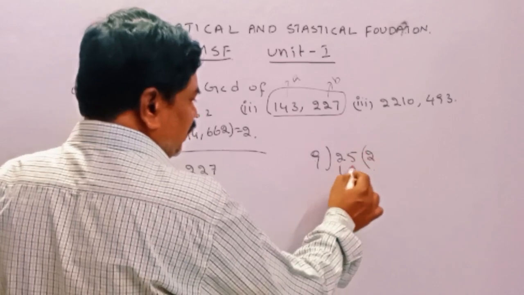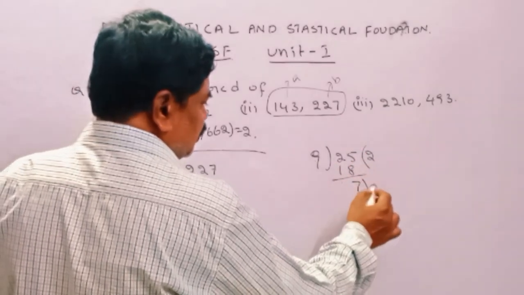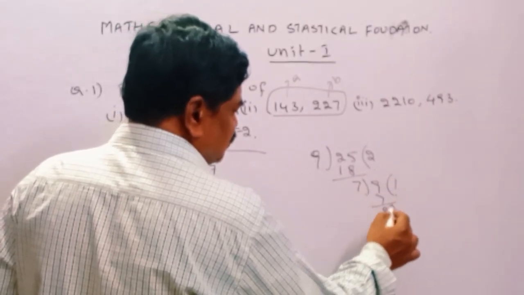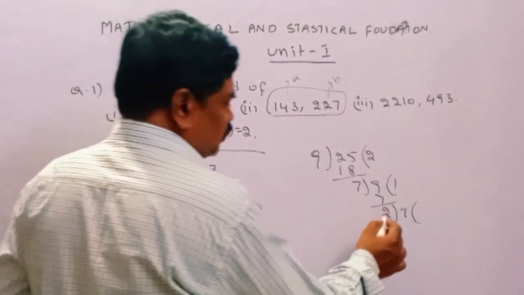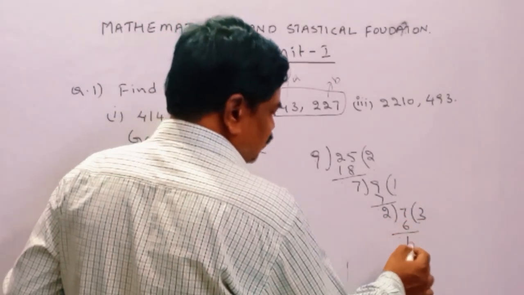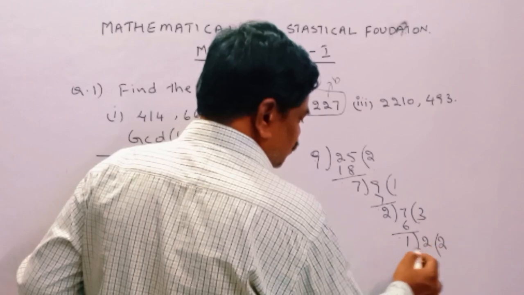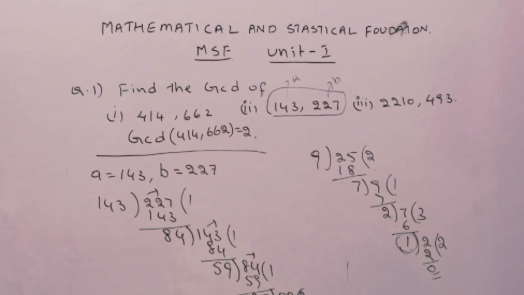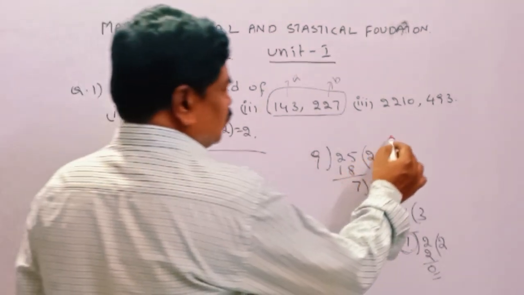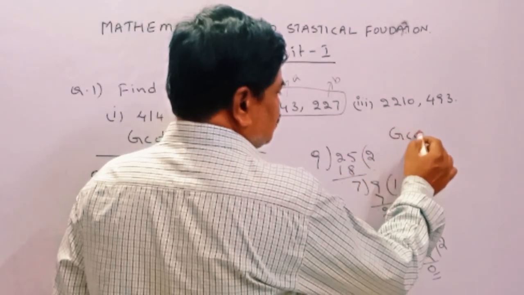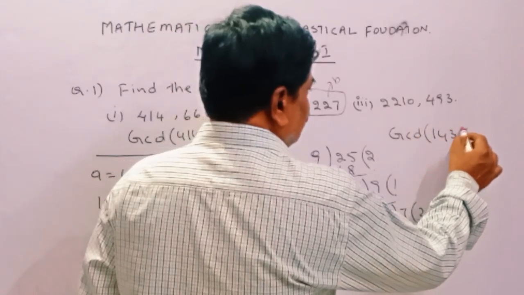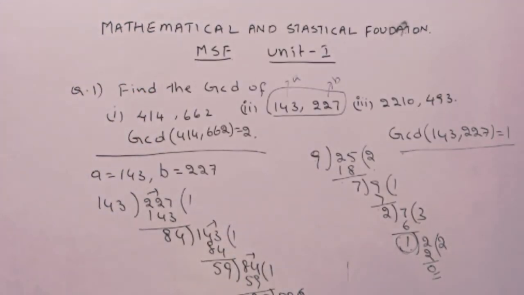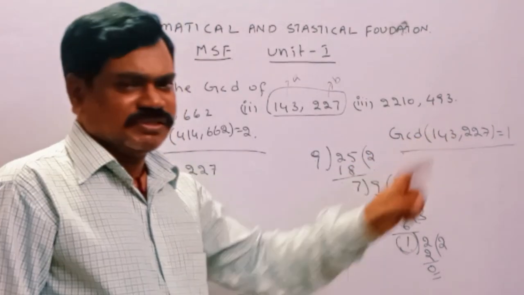Then 25 divided by 9: 9 times 2 is 18, and the remainder is 7. Then 9 divided by 7: quotient 1, remainder 2. Then 7 divided by 2: 2 times 3 is 6, and the remainder is 1. Then 2 divided by 1 gives 2 and remainder 0. So this 1 is the GCD of these two numbers. Therefore, the GCD of 143 comma 227 is equal to 1.